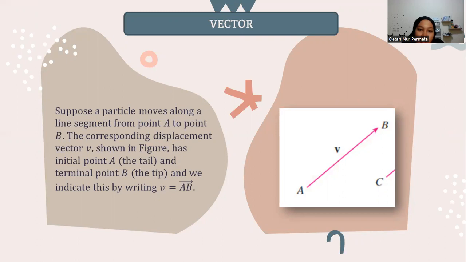Suppose a particle moves along a line segment from point A to point B. The corresponding displacement vector V shown in the figure has initial point A, or the tail, and terminal point B, or the tip, and we indicate this by writing V equals vector AB.